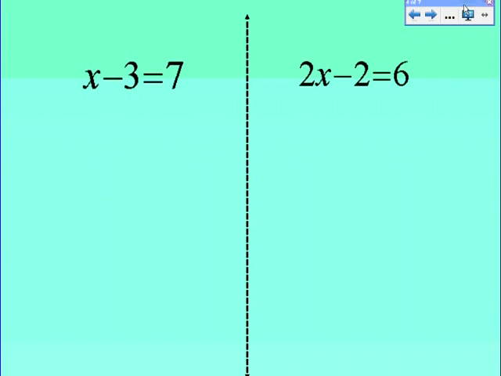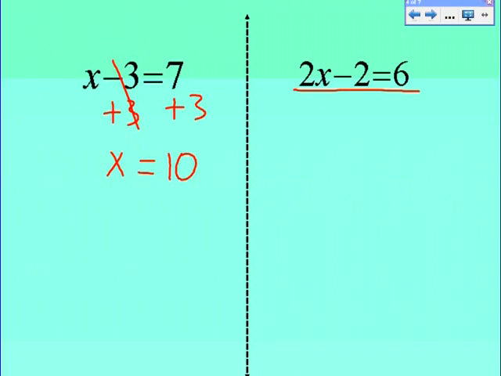Now we have x minus 3 equals 7. We have to get x alone. Negative 3 needs to leave. In order to get rid of negative 3, we have to do the opposite, which is add 3. These cancel, and your final answer is 10.